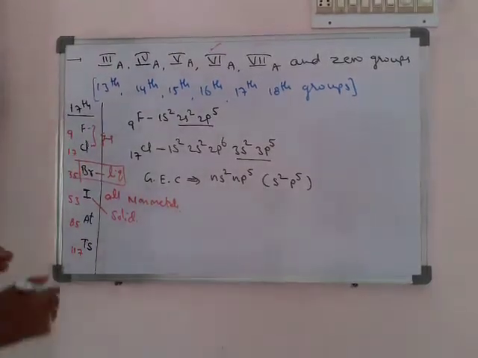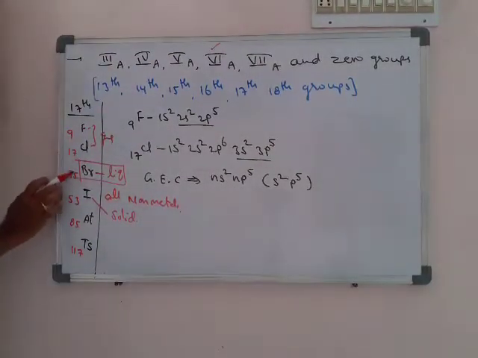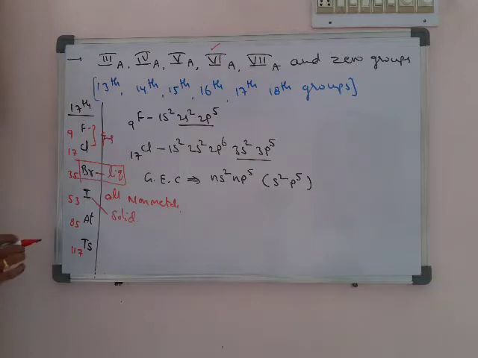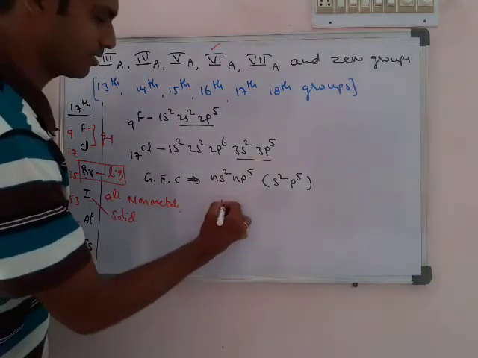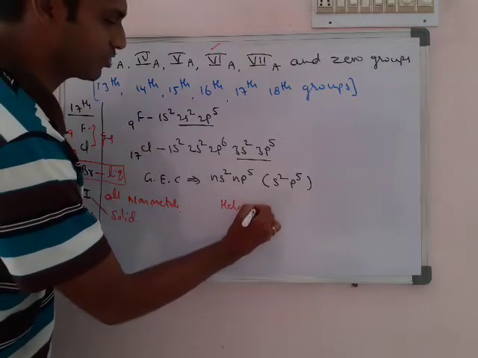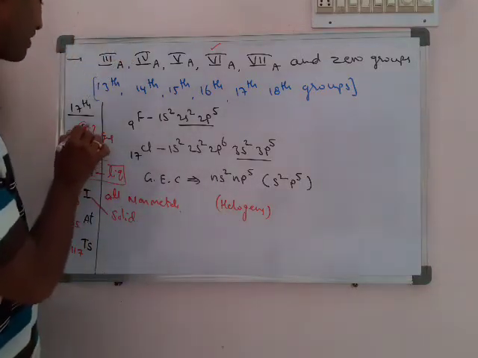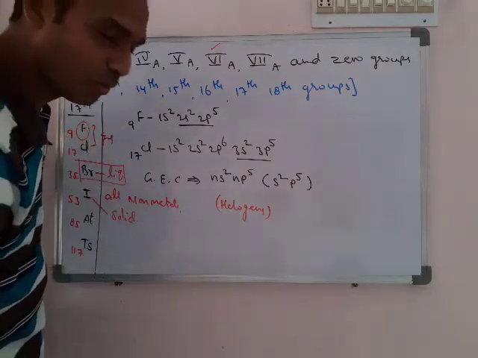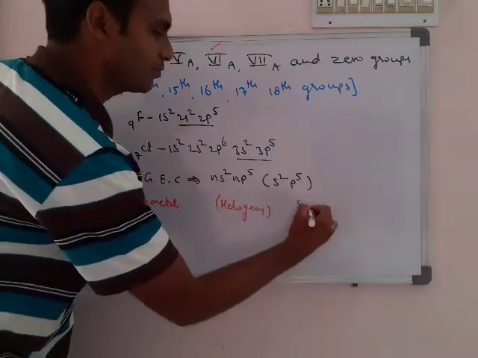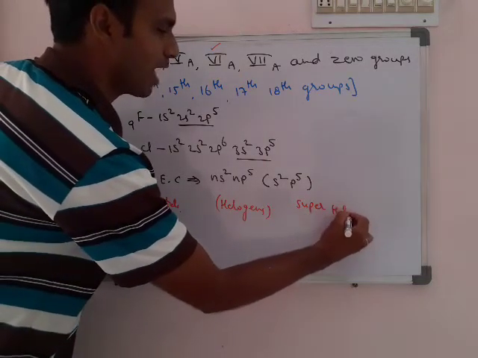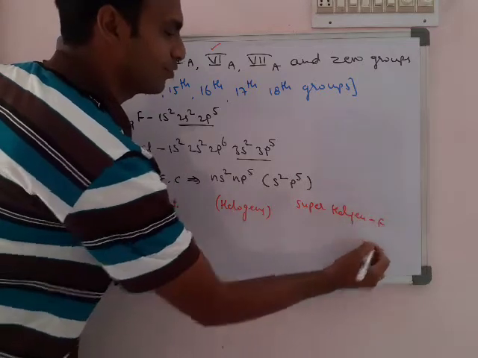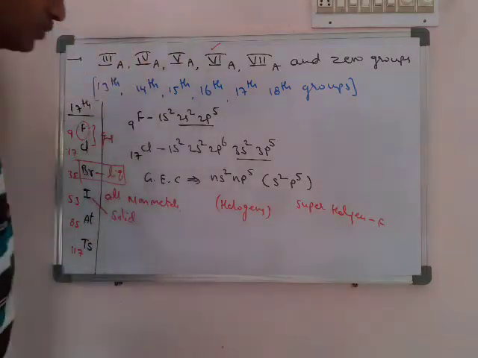Okay, next, the first four: fluorine, chlorine, bromine, iodine. These first four elements are treated as halogens, and fluorine is treated as having a special property, that's why fluorine is known as super halogen.